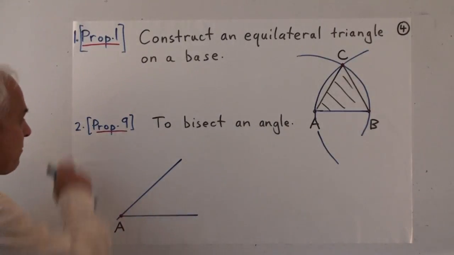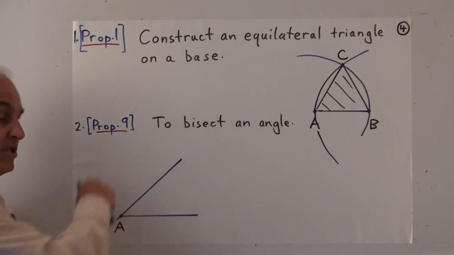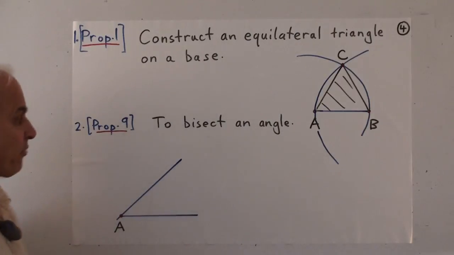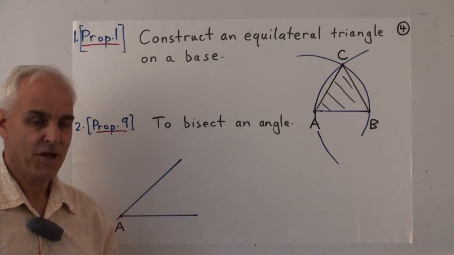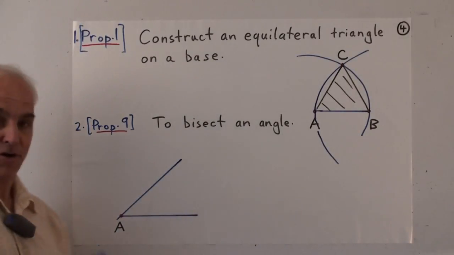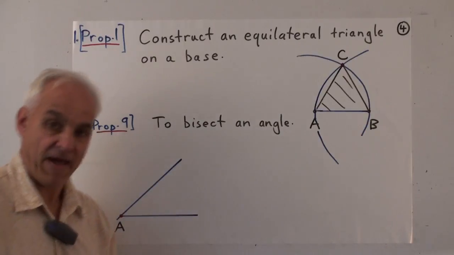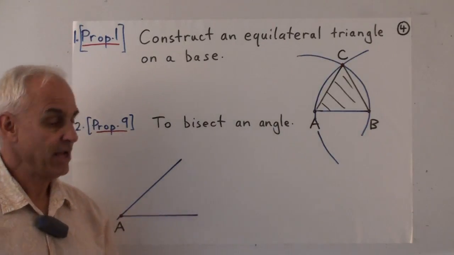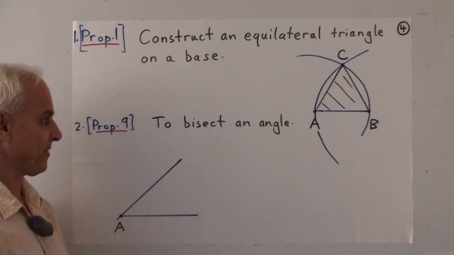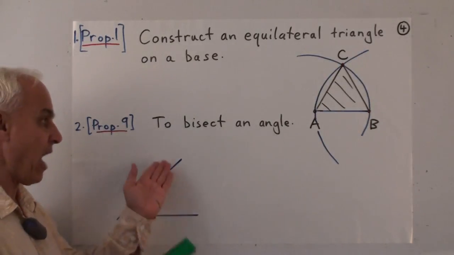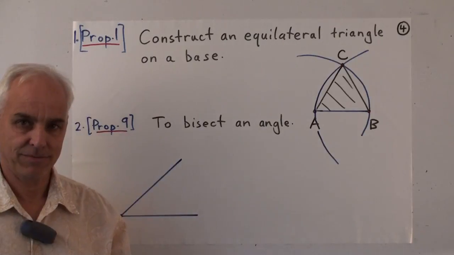Our second problem, actually we're going to jump to proposition 9. Okay, so proposition 9 is a statement that's more or less this: to bisect an angle. That's not perhaps what you might think of as a modern proposition, which is stating a fact about something. It's rather a recipe for doing something. So proposition 9 is telling us how to bisect an angle.